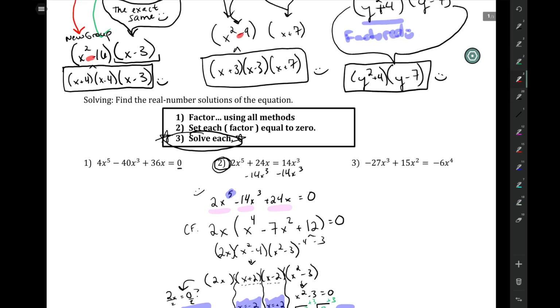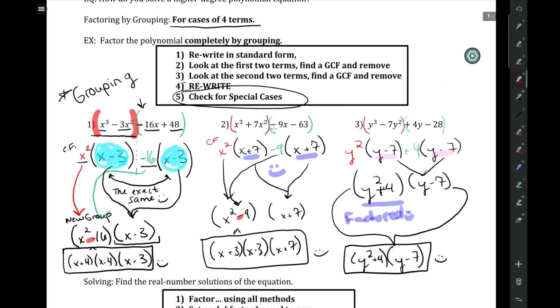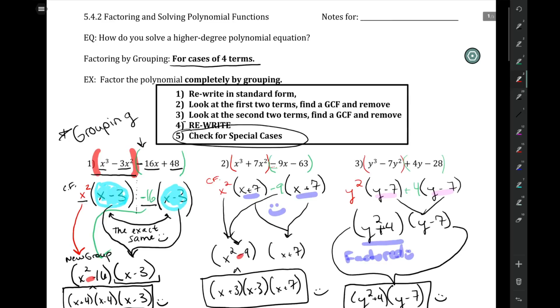Your essential question is, how do you solve a higher degree polynomial equation, specifically that has 4 terms? Okay, so how do you solve a higher degree polynomial with 4 terms?